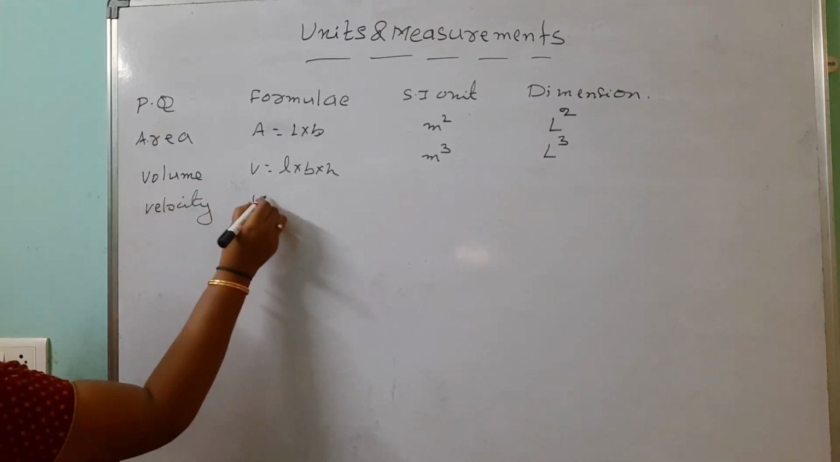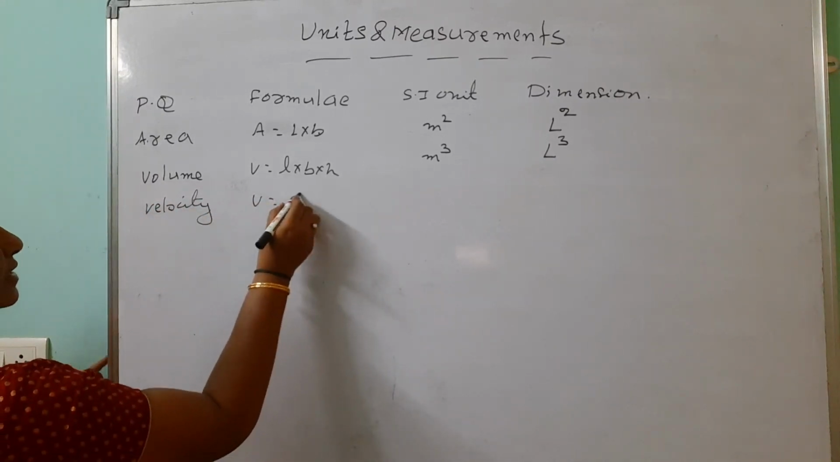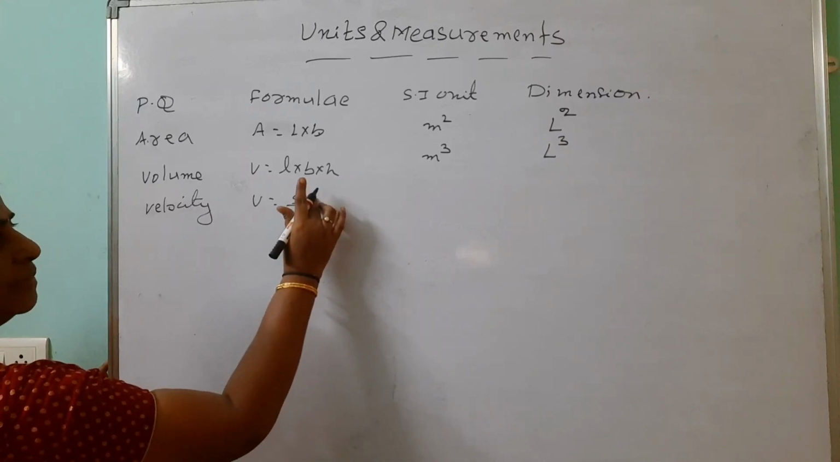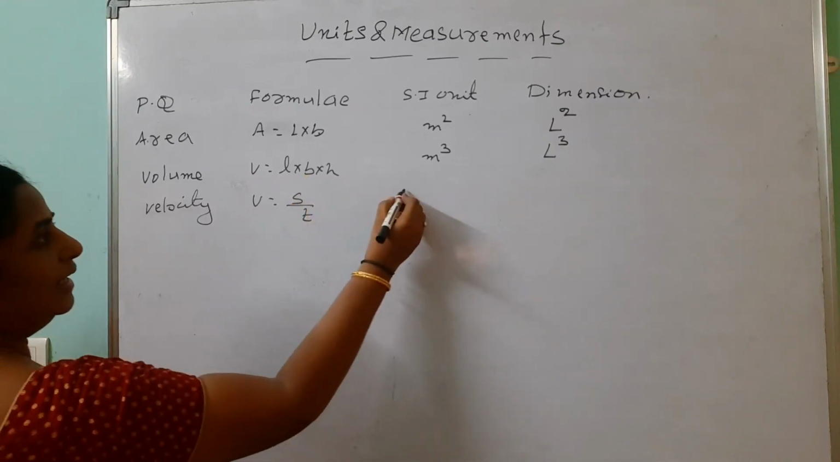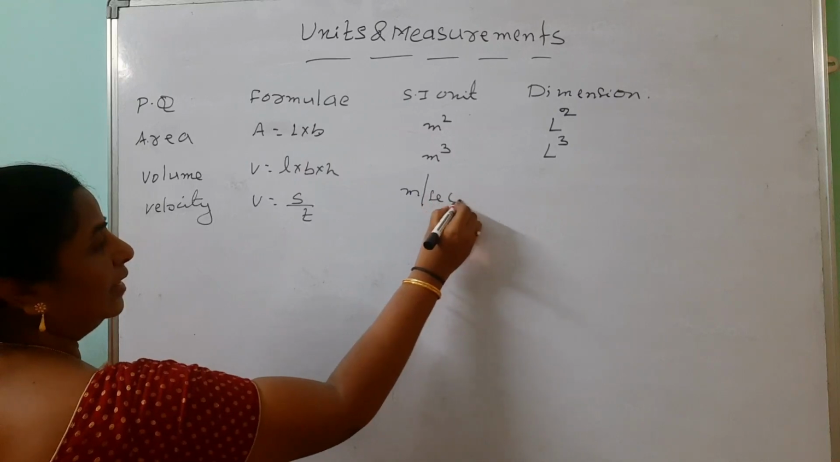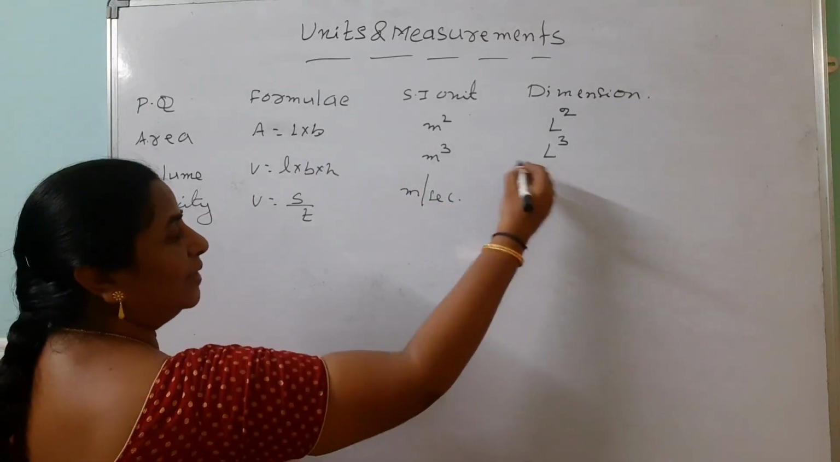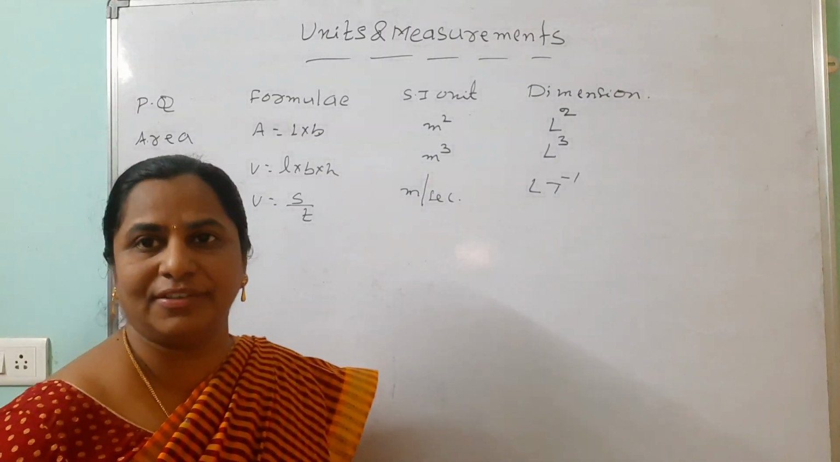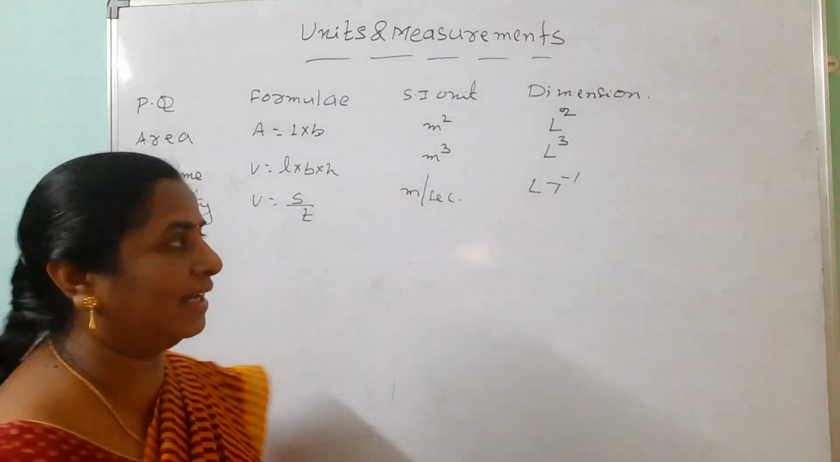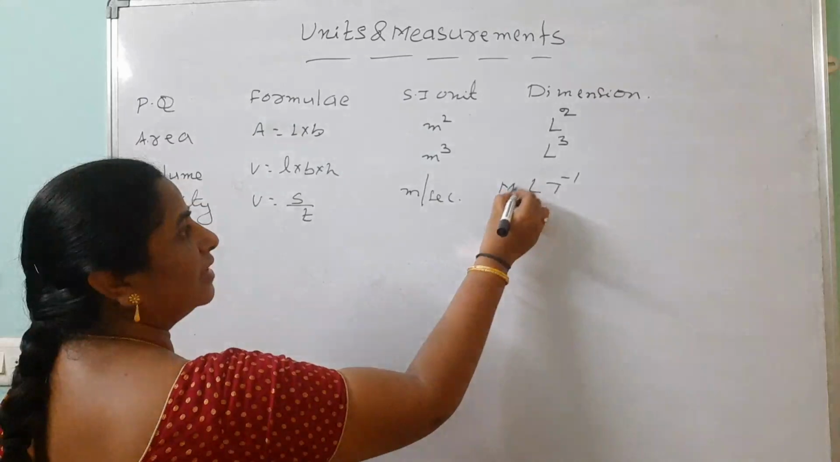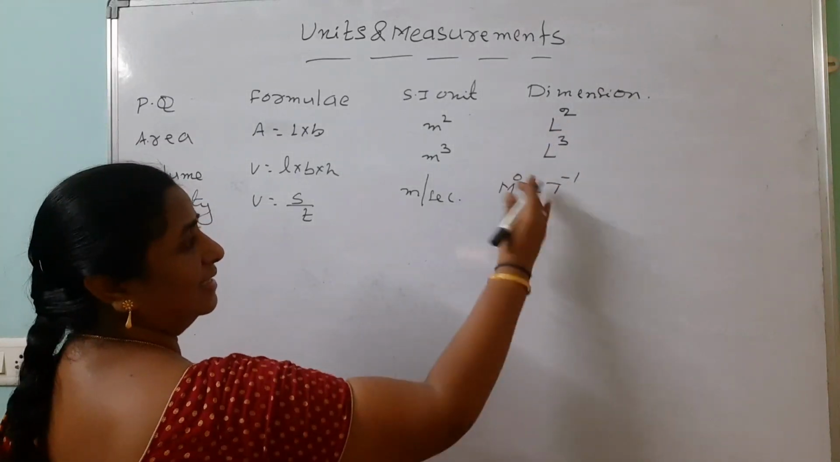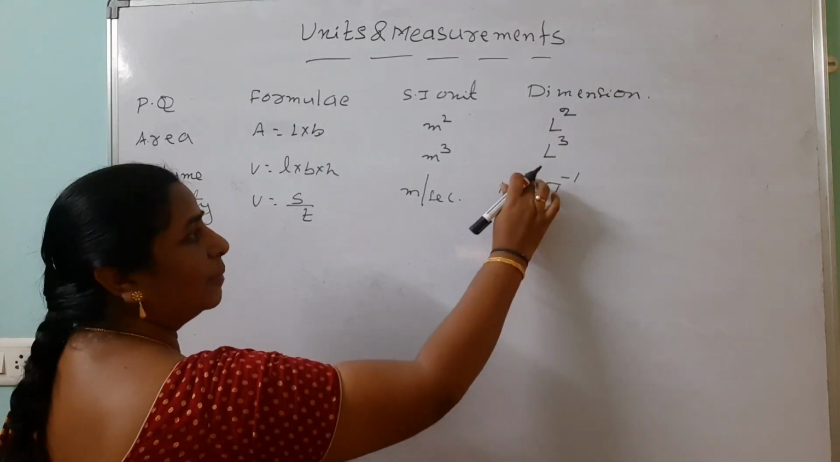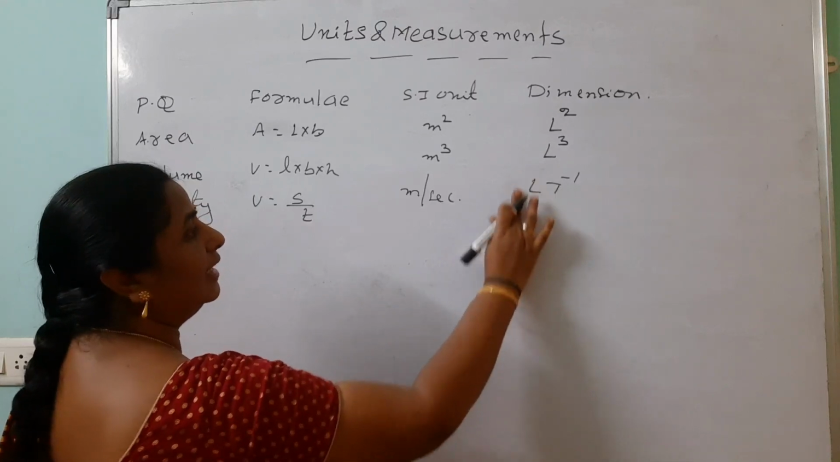Velocity, what is the formula? Velocity equals displacement by time. Displacement is nothing but length only, meter per second. Meter is L. When time is coming, T inverse. LT power minus 1 is the dimensional formula for velocity. If you want to put M power 0 also, you can put in all these cases, but there is no difference. M power 0 is 1, so no need of writing here.